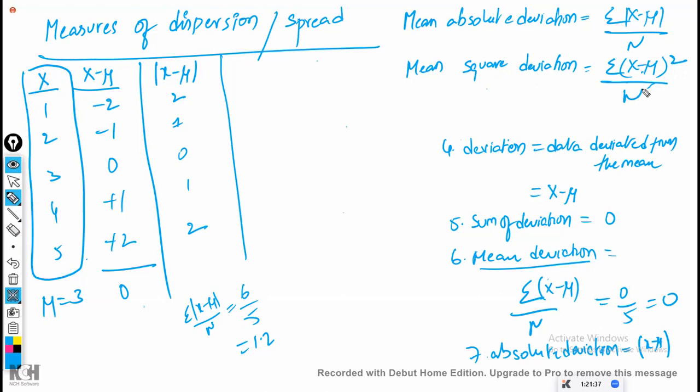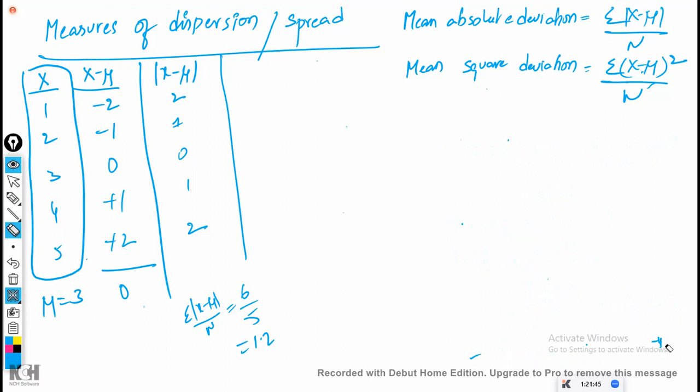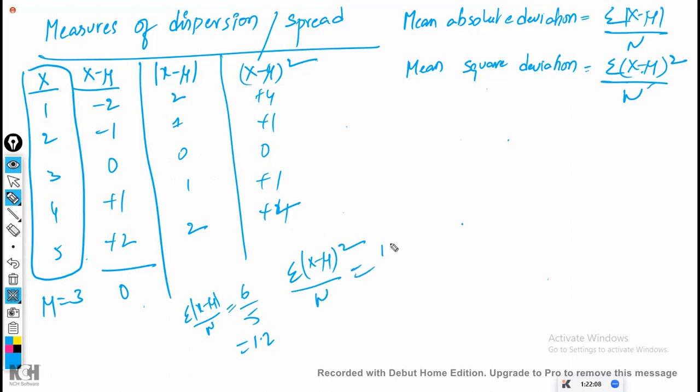How do you calculate the mean square deviation? First, for the given data, we calculate the deviations. From that, we calculate (x minus mu) whole square. That is minus 2 whole square is plus 4, minus 1 whole square is plus 1, 0, plus 1, and plus 4. Now, the mean square deviation, sigma of (x minus mu) whole square divided by n, is 10 divided by 5, which is equal to 2. This is called the mean square deviation.